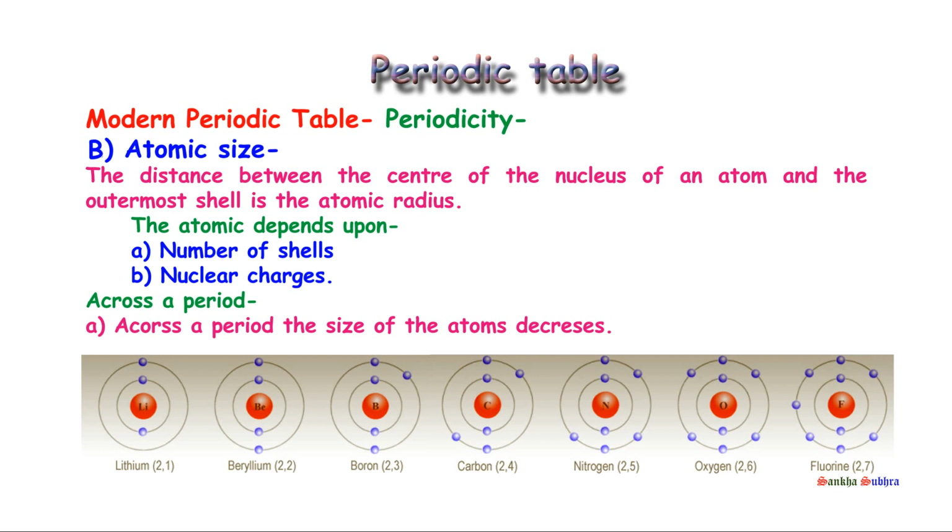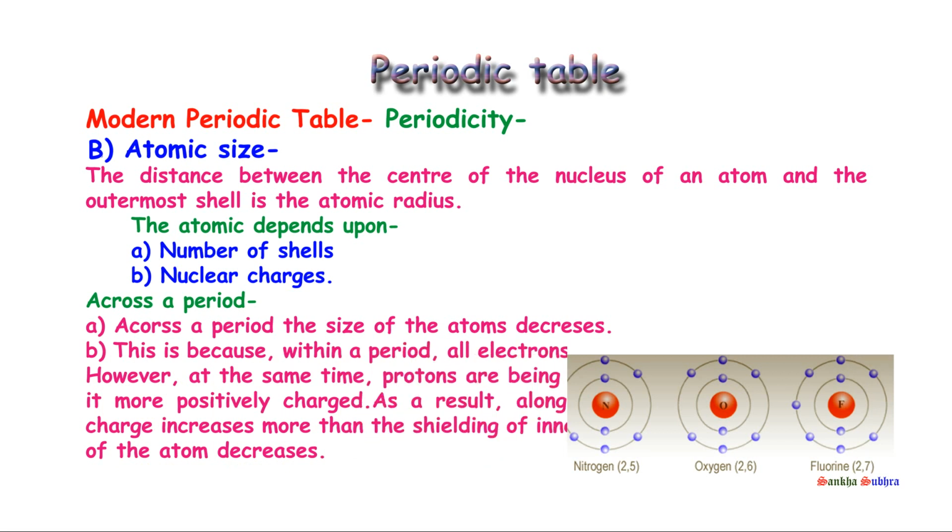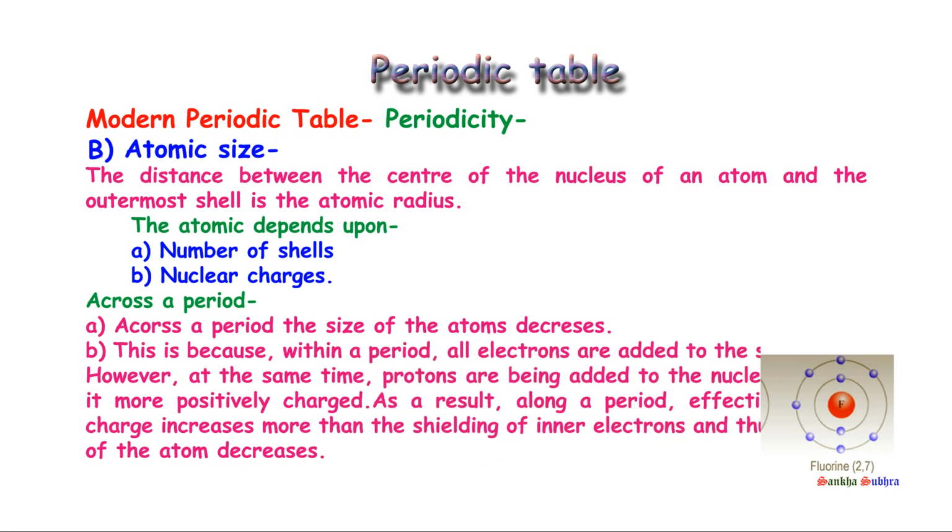As a result, the nucleus is going to be more dense with respect to the positive charge, but as there is no increment in outermost shells, the outermost electrons are going to be attracted more immensely. As a result, the total size will be reduced. That's why the atomic size across a period will be reduced.